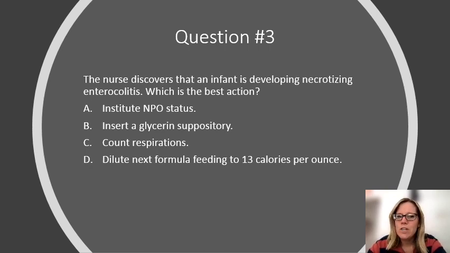So what's the first thing that we do when we discover that the baby is developing necrotizing enterocolitis? A, institute NPO status. B, insert a glycerin suppository. C, count respirations. Or D, dilute the next formula feeding to 13 calories per ounce. The answer is, what's the best action? What's the first thing that we're going to do? A, institute the NPO status, right? The damaged bowel, the necrotizing bowel, is unable to process food. So keeping it free of food and to rest it is important.